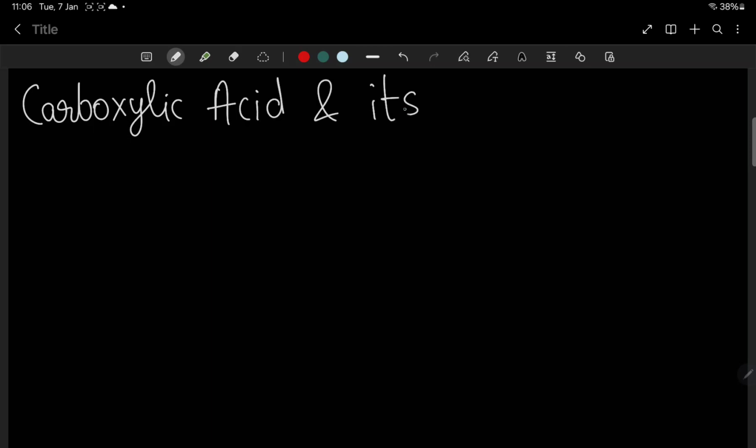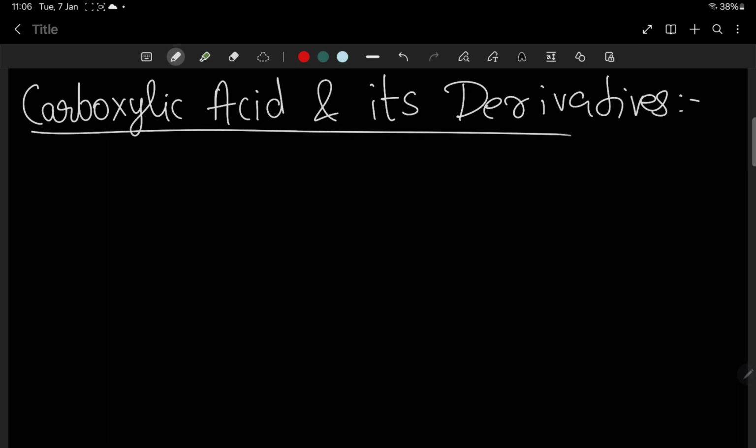So now we are going with part 4. We completed every reaction on aldehyde and ketone in the last part. Now we are coming to the next chapter, a short part of the same aldehyde ketone chapter, that is carboxylic acid and its derivatives. It's a small part in the same chapter.